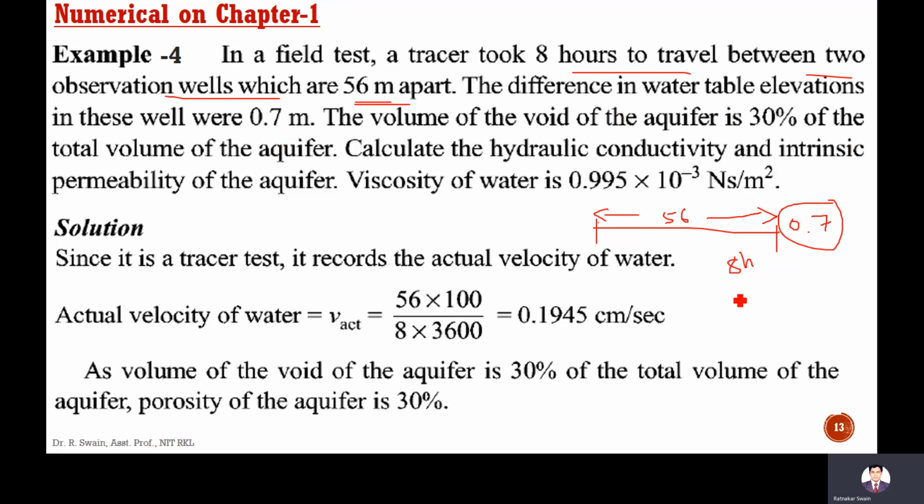So from here, the discharge can be calculated in this form in centimeters per second, meaning in drawdown per second.